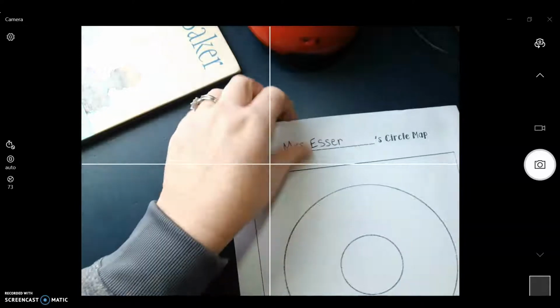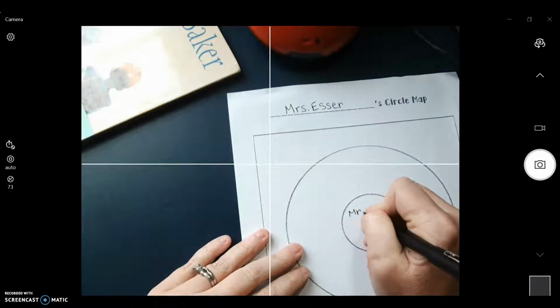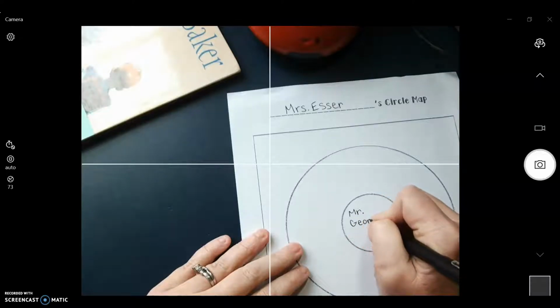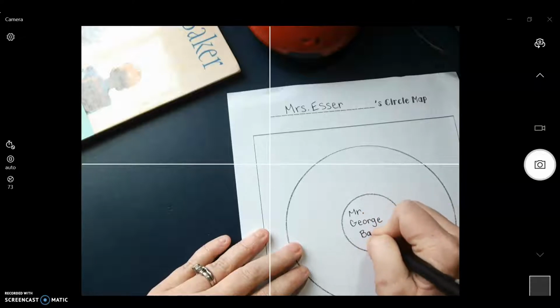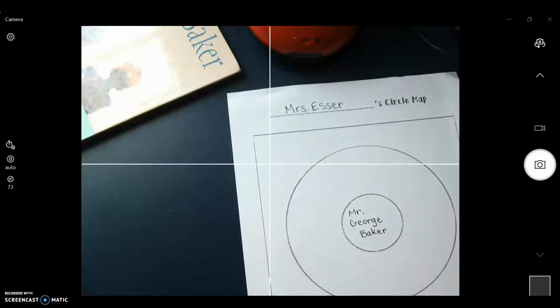And in the middle, we are going to write Mr. George Baker. And the reason we're going to write Mr. George Baker is because this is the character that we are going to be focusing on.